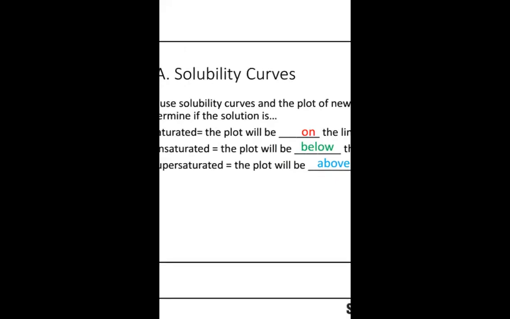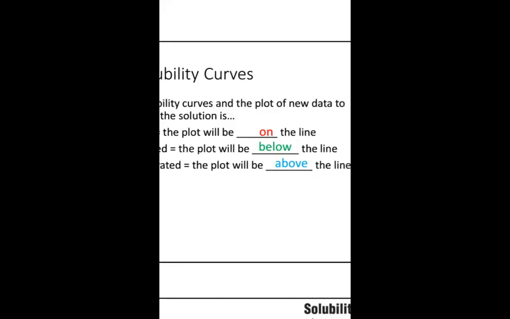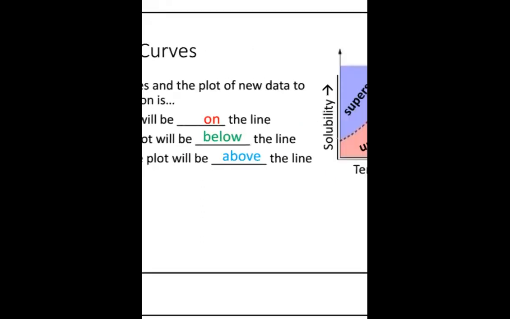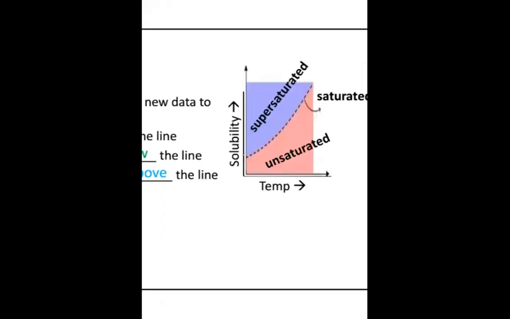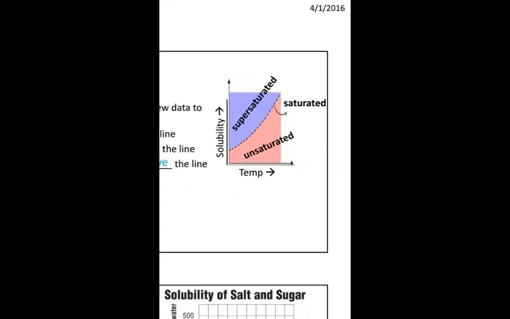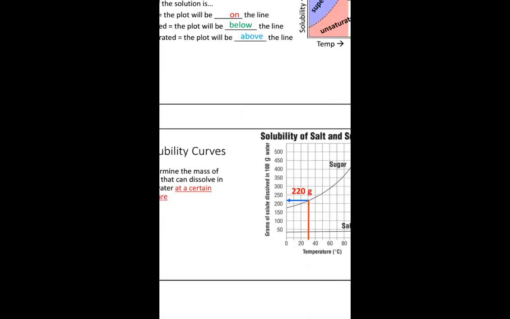An unsaturated solution is when the plot is below the line. When it is supersaturated, the plot will be above the line, just the way I've explained in the description below. So you can see here that above the curve, we have supersaturated, on the curve, we have saturated, and below the curve, we have unsaturated.